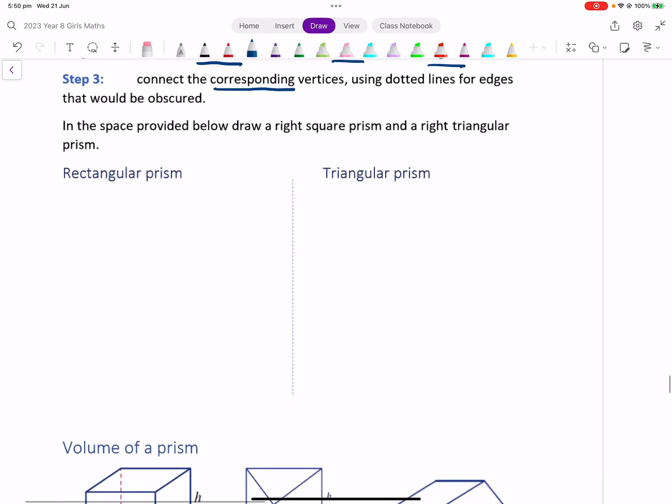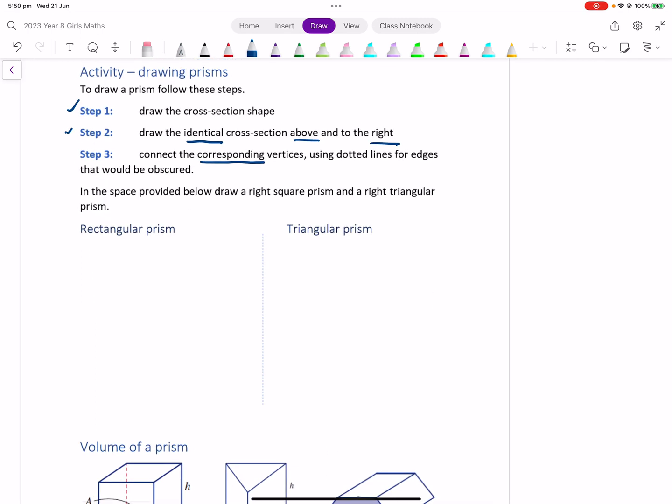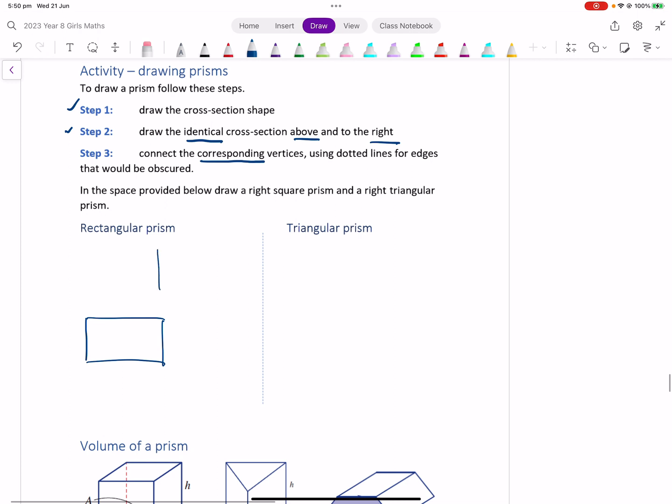So in the space in your booklets, I want you to have a go at these. Let's draw a rectangular prism. All right, step 1, draw a rectangle. Step 2, draw the identical rectangle above and to the right. That's about right. Step 3, we're going to join the corresponding vertices. Yeah? And there is a pretty good rectangular prism.